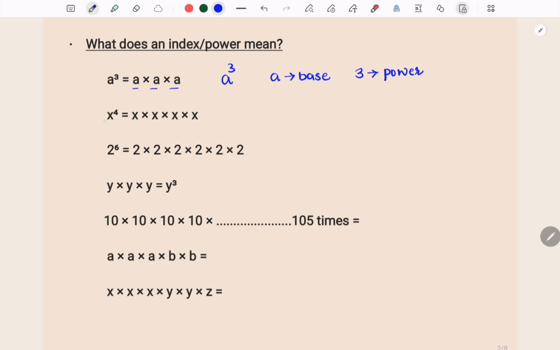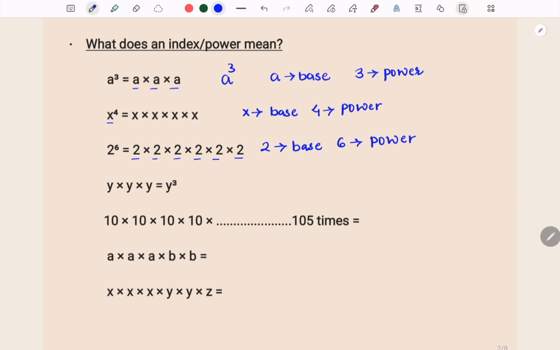Similarly, here x raised to the power 4 means x being multiplied by itself 4 times. So here x is the base and 4 will be the power. In the next example, we have 2 raised to the power 6. That means 2 is multiplied by itself 6 times. So 2 is the base and 6 will be the power.